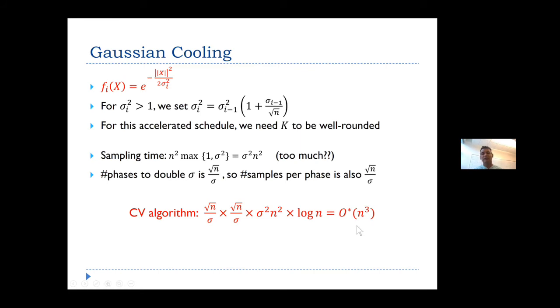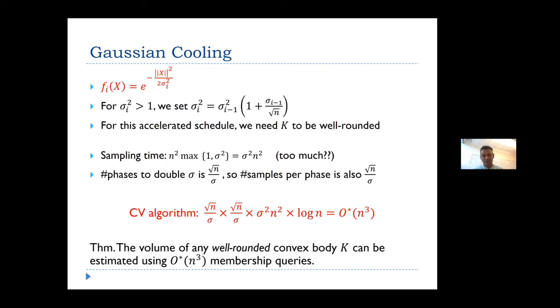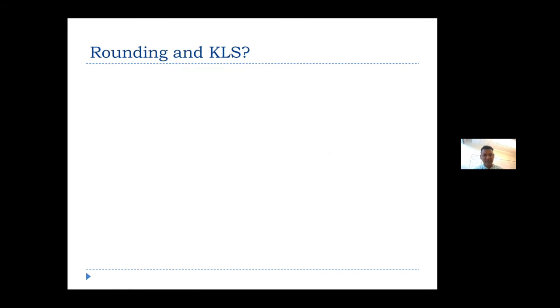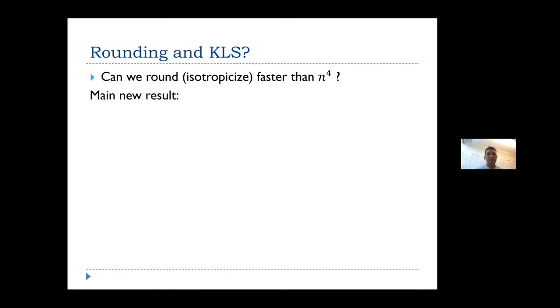So the volume algorithm here is n cubed, assuming that the convex body is well-rounded. So for a well-rounded body, you get n cubed volume. That was the theorem then. But then still the question, if I start with an arbitrary body, how do I make sure it's well-rounded or isotropic? And this is what has been an open question all along.